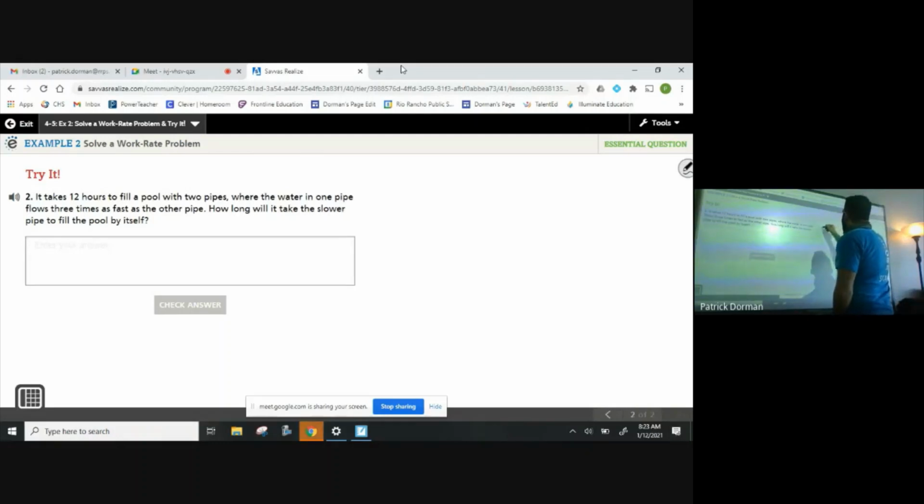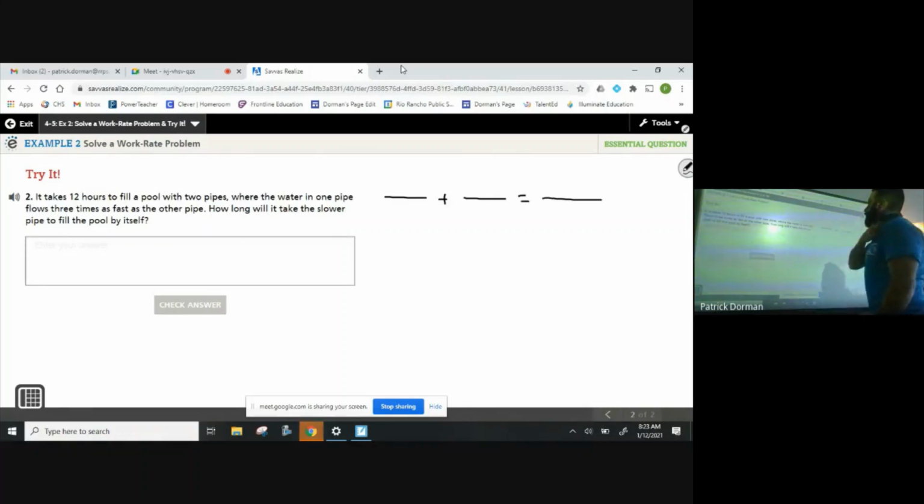All right, so then again, the setup, right? We have a pipe, it's going to be some fraction. We've got another pipe, and then we've got their work together. They're filling a pool, right? They're filling, wait a second, yeah, a pool. So they get one pool done in 12 hours when they're working together. Yeah, so we've got a work rate together.